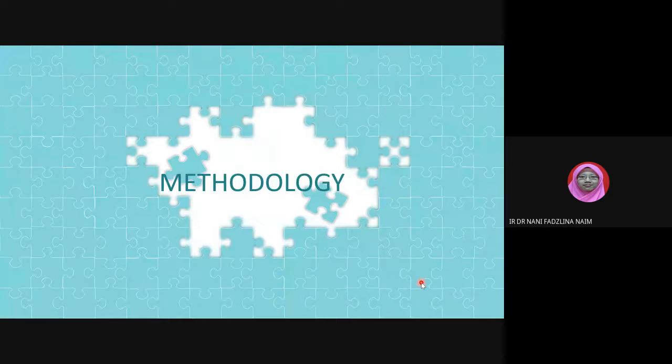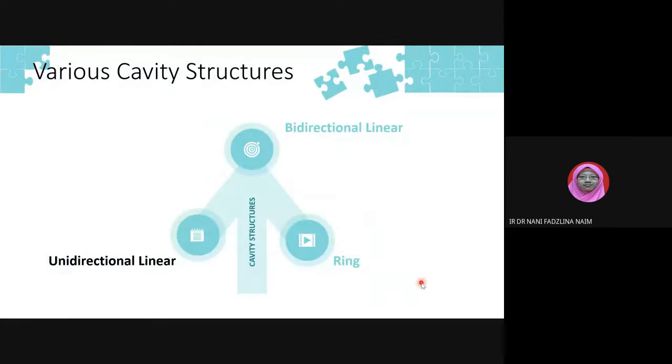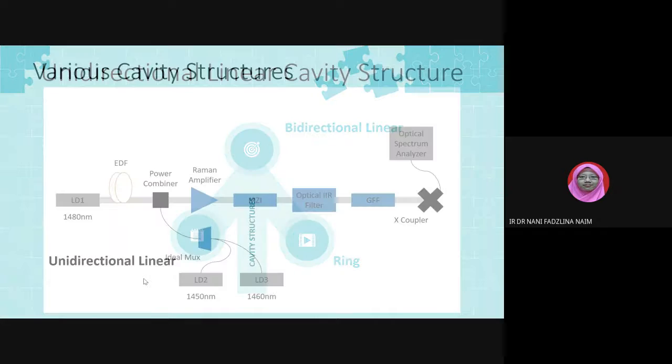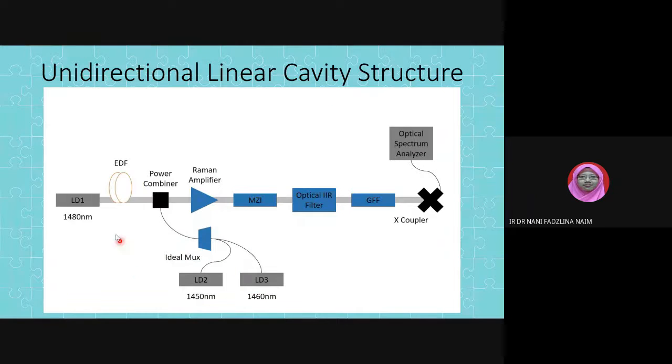The methodology of this project is as follows. As I have mentioned before, there are three types of structure for this multi-wavelength laser. The first one is unidirectional linear. So let's take a look at this unidirectional linear. We can see that it is just a linear structure.